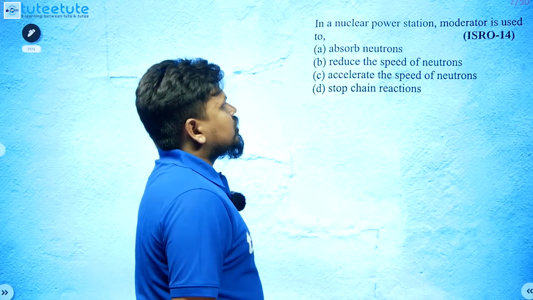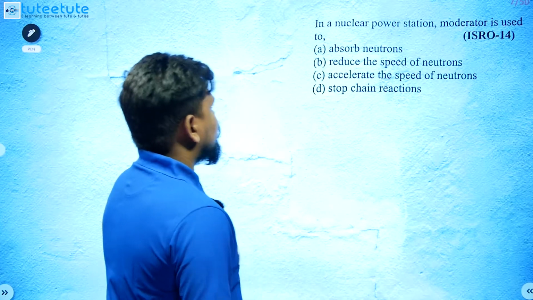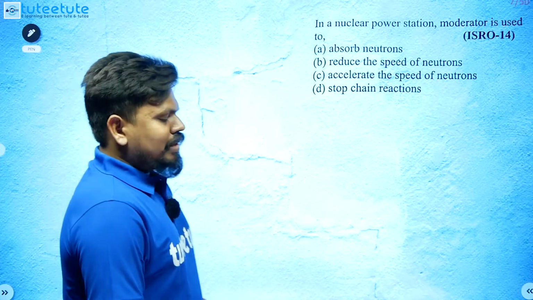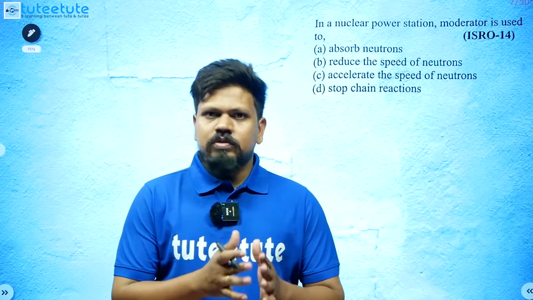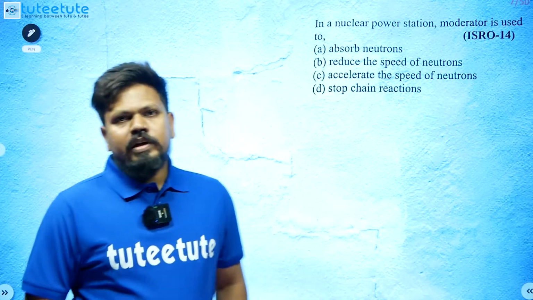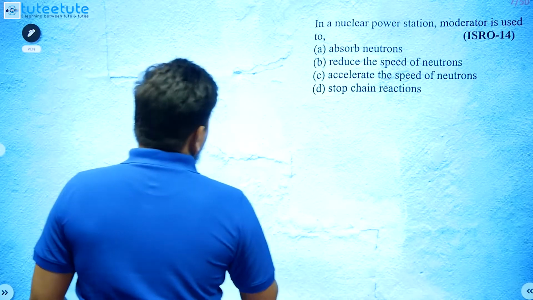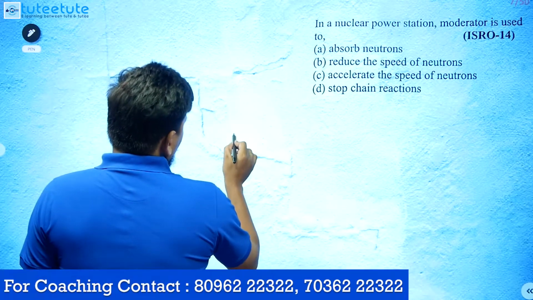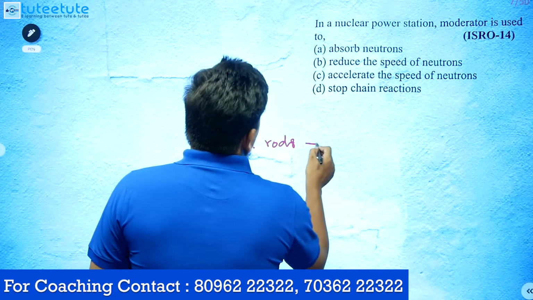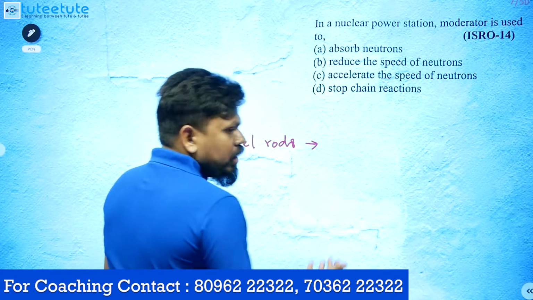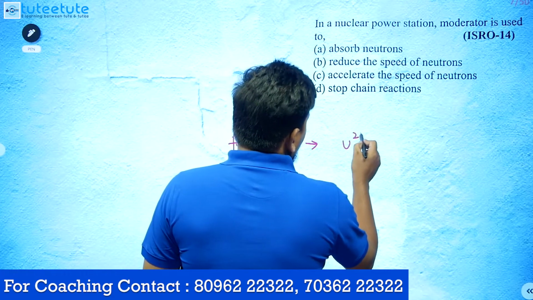In a nuclear power station, a moderator is used too. Remember one thing: whatever parts and names are there in a nuclear reactor, these are so important, so I will tell you the names they used to ask. The first one is the fuel rods. What fuel are we using? Uranium 235.